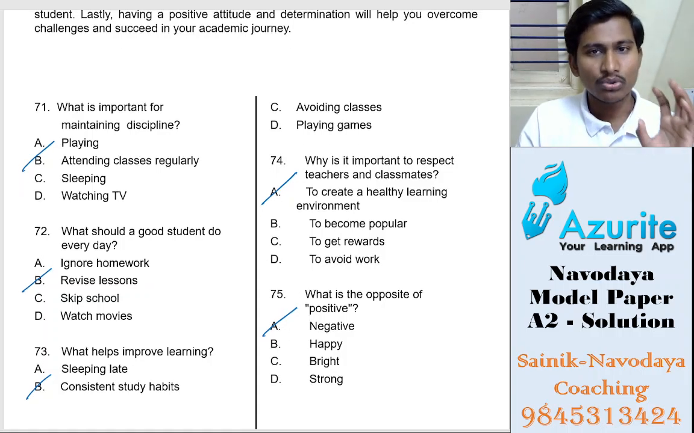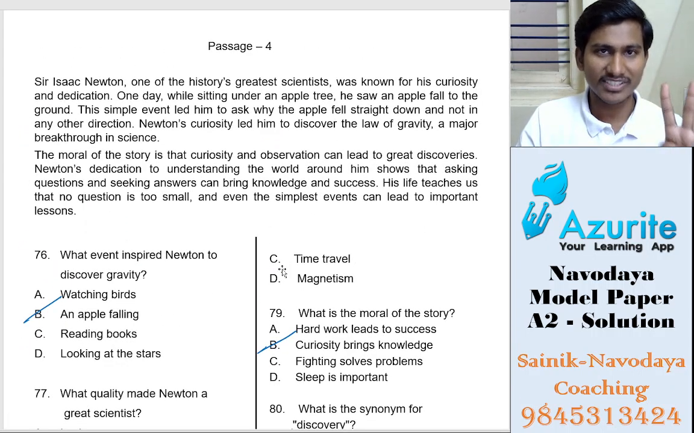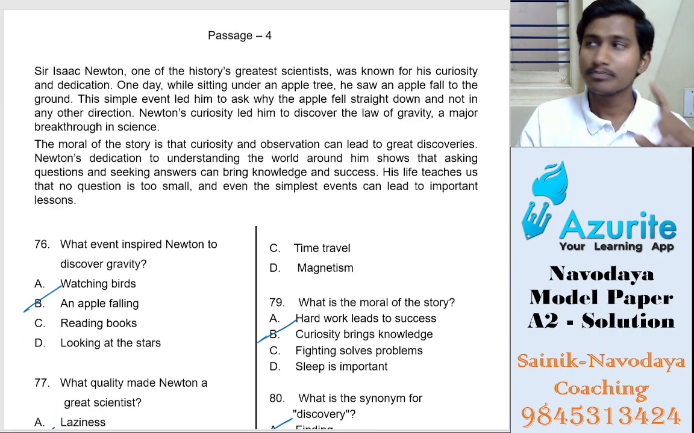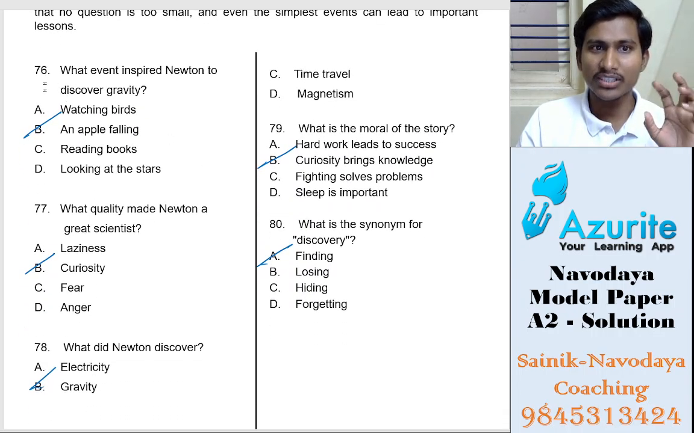Now let's do the next passage, the fourth one, the last passage. There will be 4 passages, right? Each passage has 5 questions. Now the next, that is 76. The answer is B, 77 is B, 78 is B, 79 is B, 80 is A.